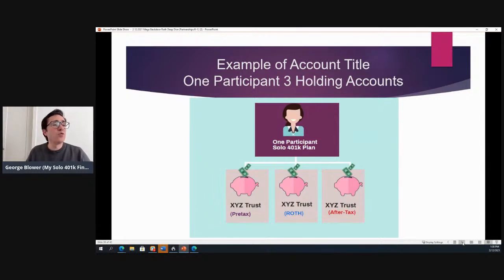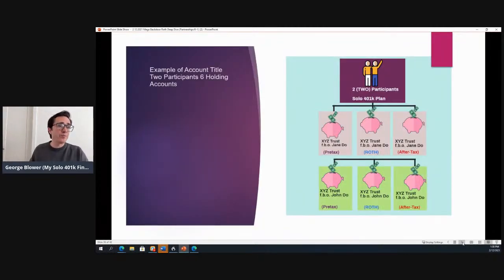So let's go through this next set of slides, which just continue to illustrate the account structure. In this slide, you've got a one participant plan that has pre-tax, Roth, and after-tax contributions. And so that means you've got three separate accounts: one in the name of the plan for the pre-tax money, a second in the name of the plan for the Roth money, and then a third in the name of the plan for the voluntary after-tax funds.